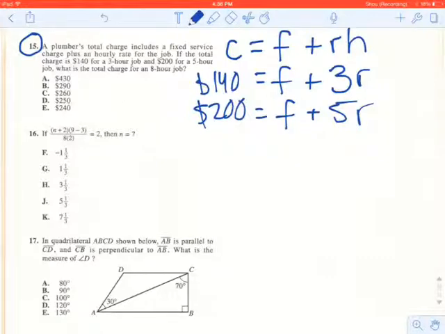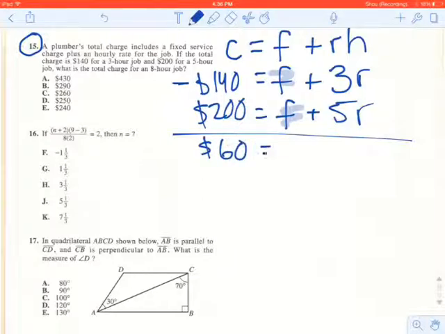The easiest, because we already have F here and F here, is to subtract one equation from the other. So to make it easy, we'll just subtract the top one so that we get everything positive. So 200 minus 140 gives us $60 equals, and then F minus F will give us 0, so we're not going to write anything there. And then 5R minus 3R gives us 2R. So we divide both sides by 2, and we get that R is 30. So now we know that our hourly rate is $30.